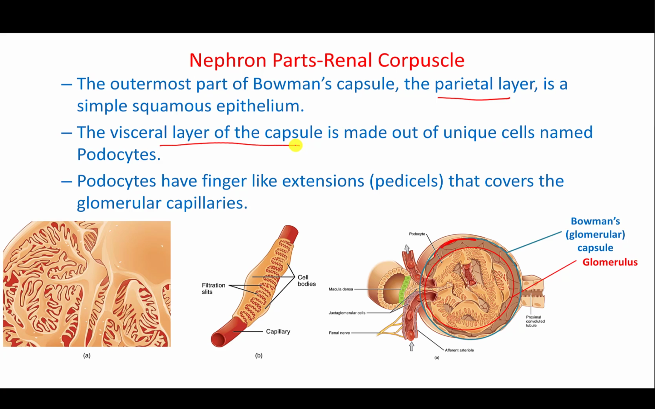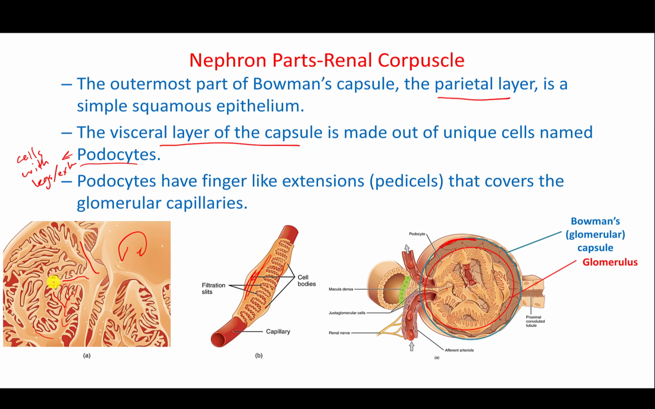This visceral layer is made out of special cells called podocytes. This is a podocyte, this cell is a podocyte. So these blood capillaries in the glomerulus are surrounded or covered by these podocytes. Podocytes means cells with legs or extensions. As you can see, this is the cell and these are its extensions, and they go really tiny, really deep to cover most of these blood capillaries.